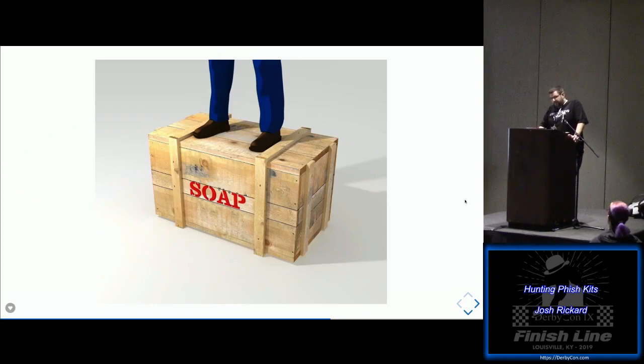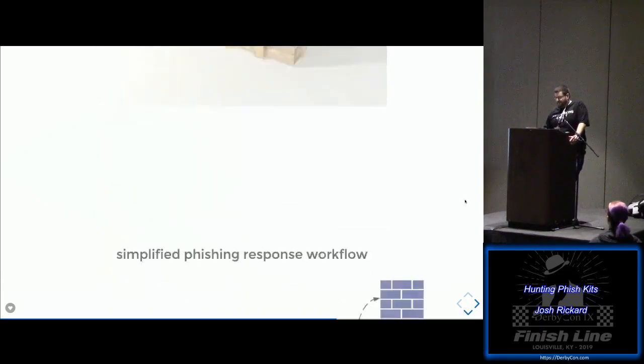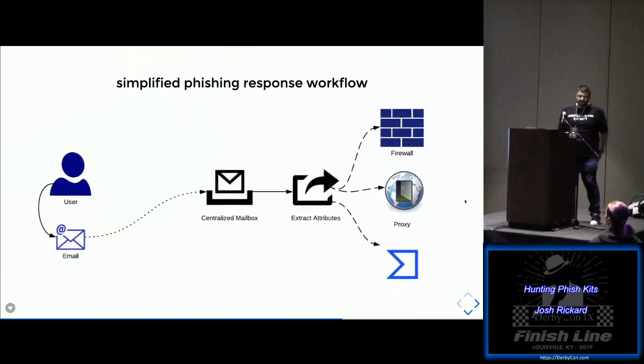But my point is, if you do not have your users reporting phishing messages, you need to do this. There's tons of commercial products, there's tons of open source products, whatever it is, you need to do this, because there's a lot of really cool information in here. We'll show you. So the typical response flow, right? User reports a message, it goes to a centralized mailbox, we extract the attributes, we put in blocks on firewalls and proxies, we look up hashes, whatever it is, right?